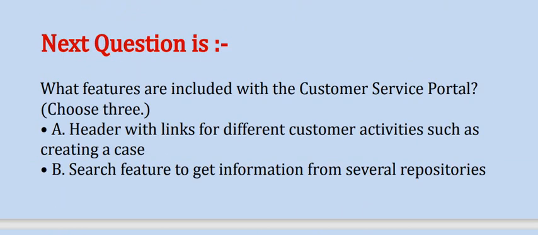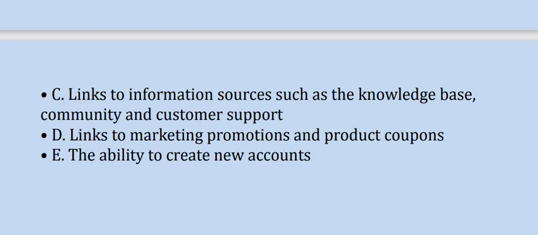Next question is, what features are included with the customer service portal? Choose three options, and the options are option A, header with links for different customers' activities such as created a case. Option B, search feature to get information from several repositories. Option C, links to information sources such as the knowledge base, community and customer support. Option D, links to marketing promotions and product coupons. And option E, the ability to create new accounts.